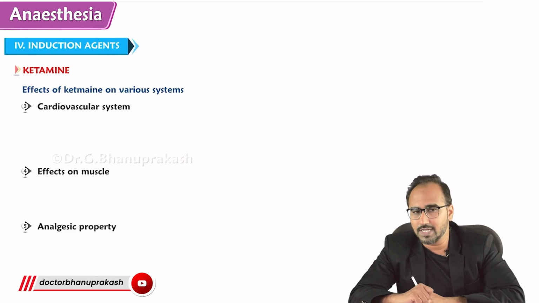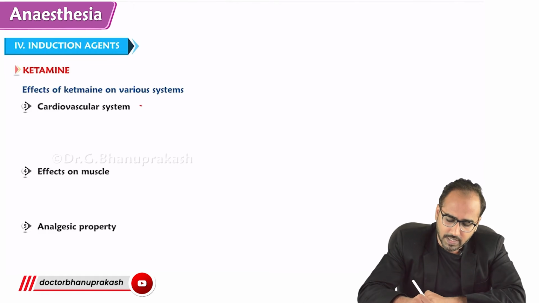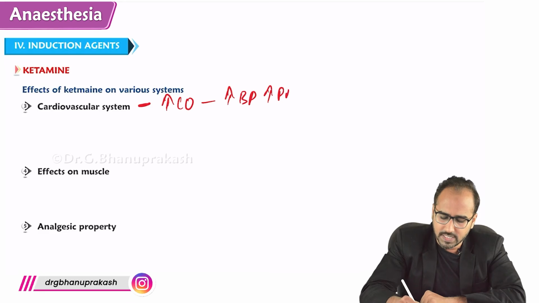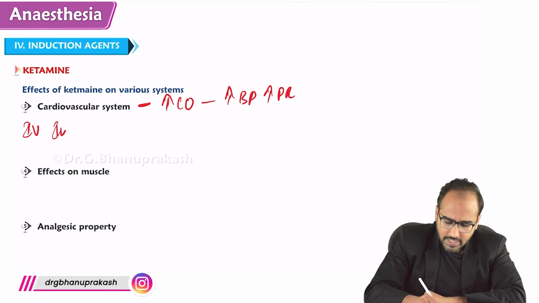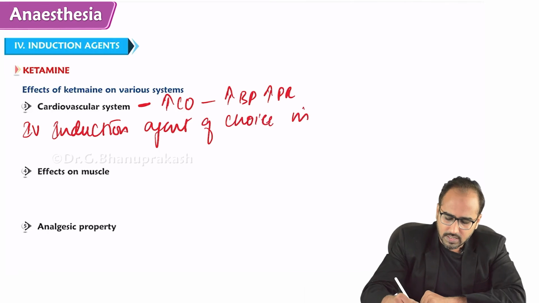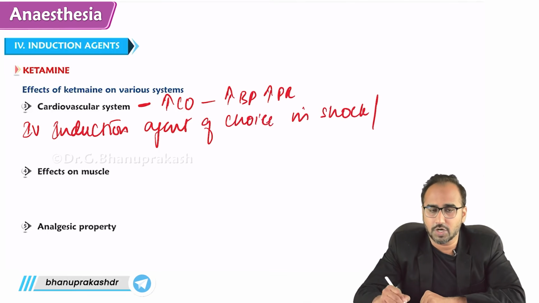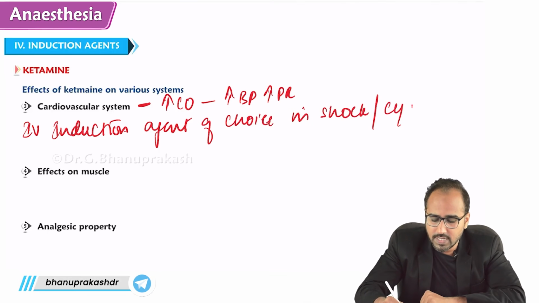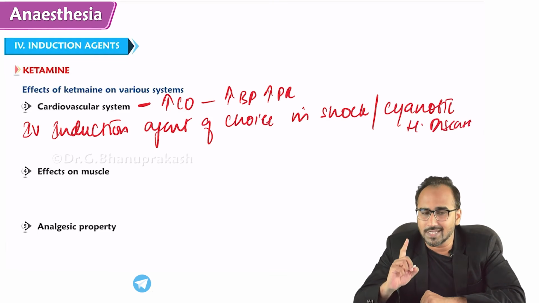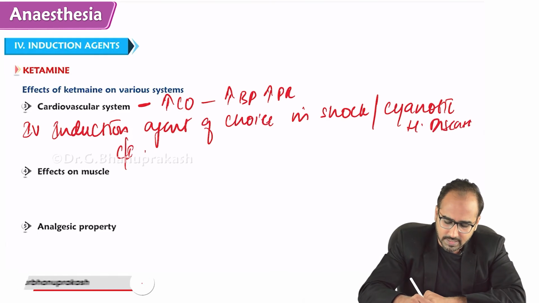Next system. What will ketamine do to the cardiovascular system? Friend or enemy? Friend. Ketamine increases the cardiac output, thereby increasing the BP and pulse rate. Hence, it is the IV induction agent of choice in shock. Apart from shock, it is also the IV induction agent of choice for cyanotic heart disease, such as tetralogy of Fallot, but it is still contraindicated in ischemic heart disease.